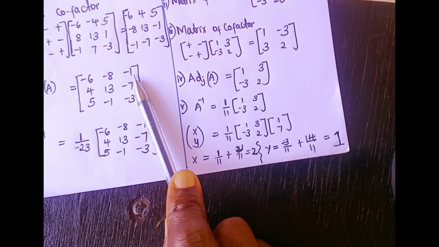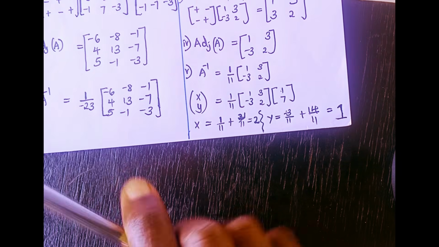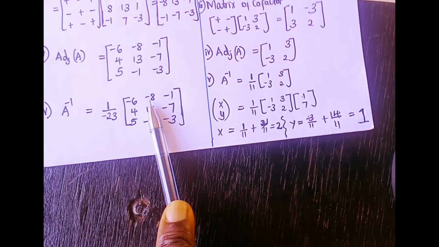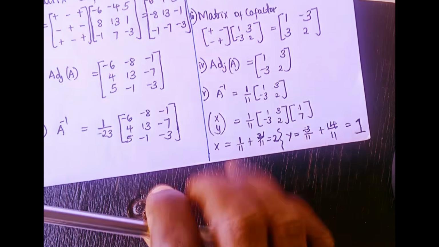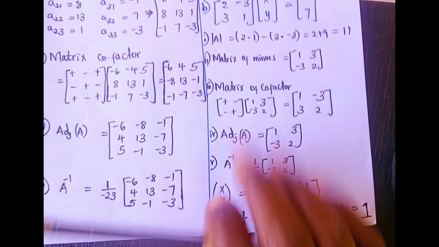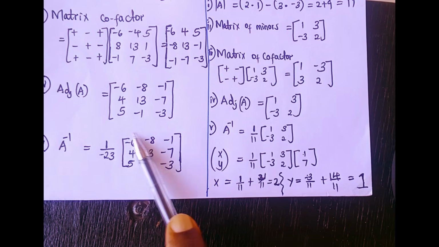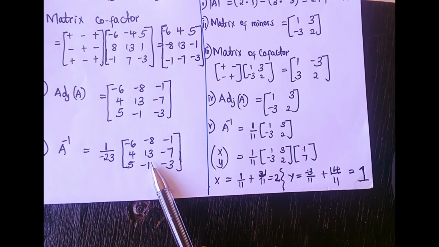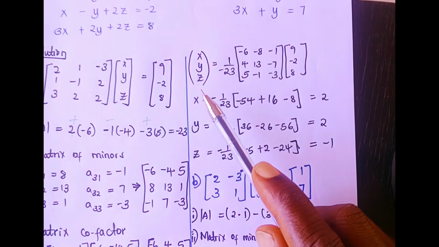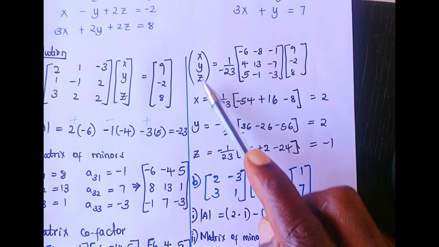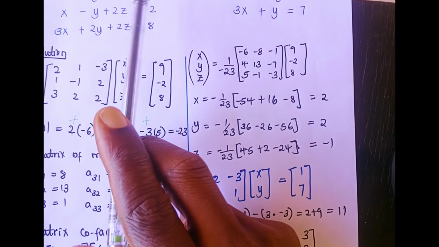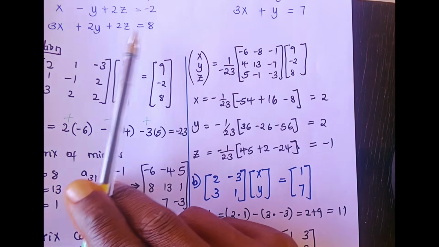After finding the adjoint, the last step is to find the inverse of this matrix. For the inverse, we always take 1 over the determinant. You remember the determinant we found was negative 23. So it's going to be 1 over negative 23, multiplied by this adjoint. After that, we can find the value of x, y, and z, which is the inverse of the matrix multiplied by its constants, which were 2, 9, negative 2, and 8.